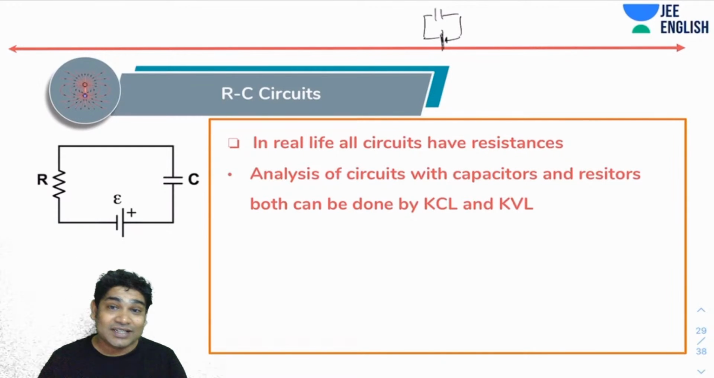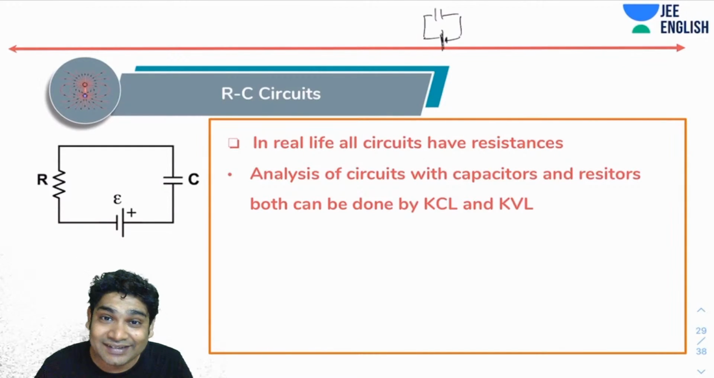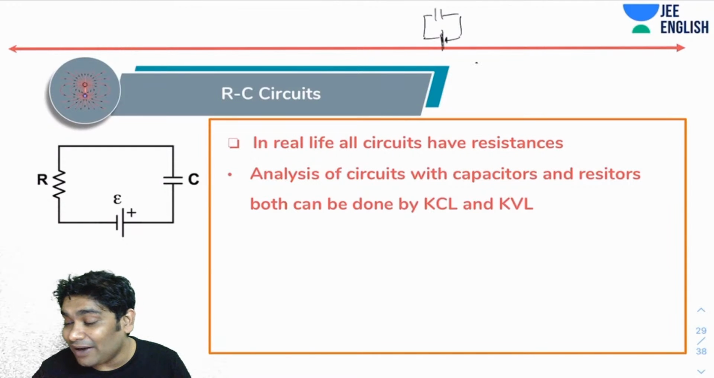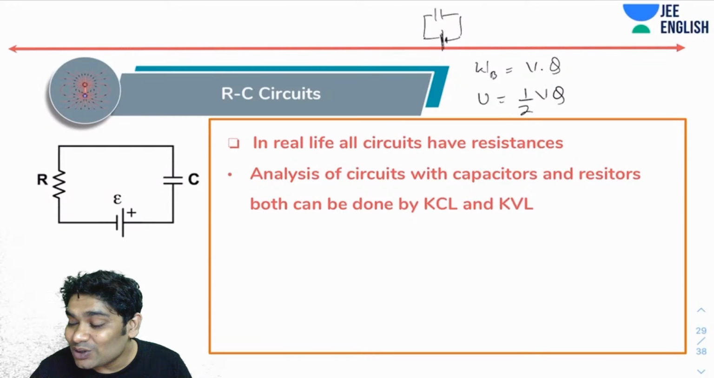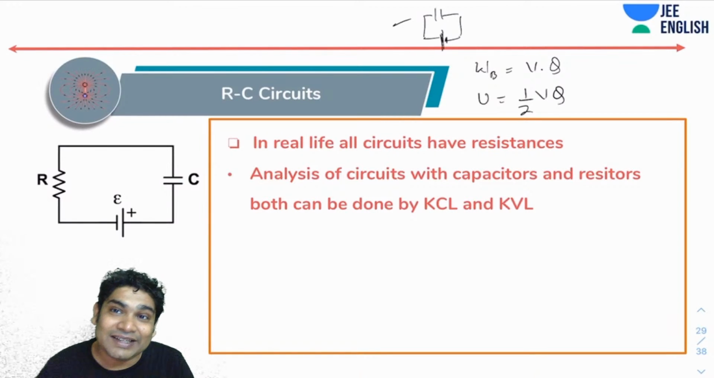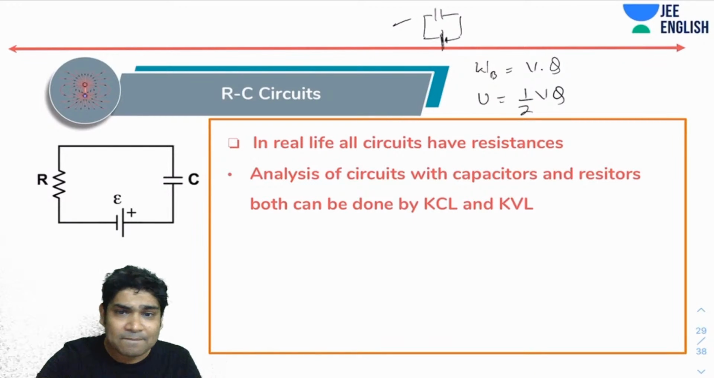There was still energy that was getting dissipated. If you remember, work done by the battery was VQ, and the energy stored in the capacitor was 1 by 2 VQ. So I had asked you, where do you think this energy is going?